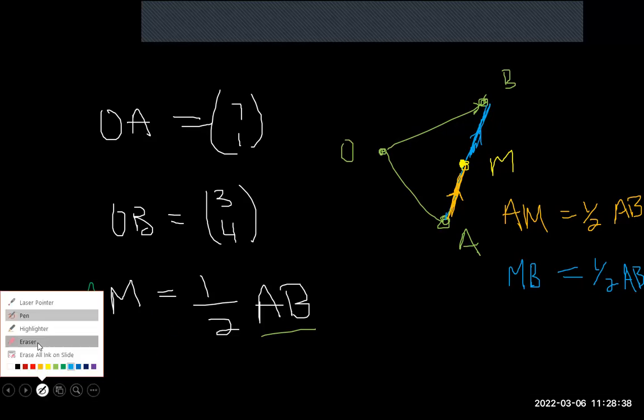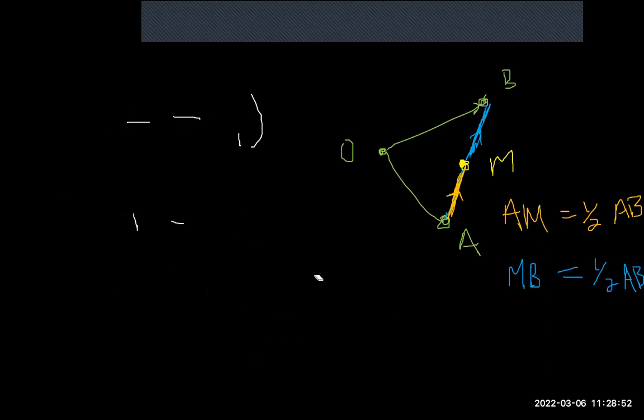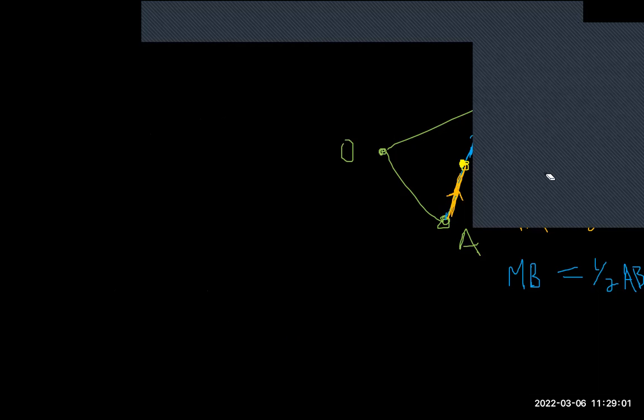Same process. It's literally the same thing you're doing now, right? The hardest part of this question was figuring out that AM is a half AB. So the vector AM is a half AB, or you could say MB is a half AB. Do you understand that? Yes, Miss, I understand that. Okay.